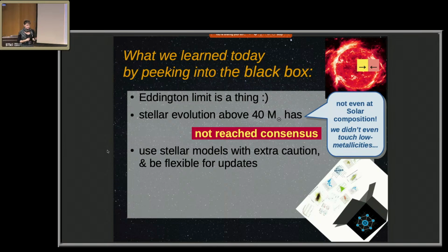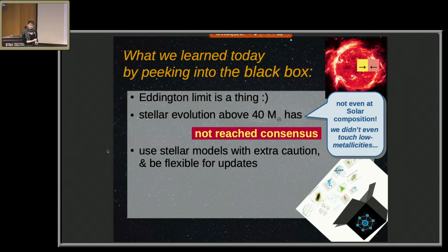My solution to this problem right now for you is to please use any stellar models with extra caution and be flexible for updates, because updates are coming up. My community is actively working on this problem. We are really pushing for solutions, and there are updates coming up in the near future, hopefully. But please be flexible. Just because you downloaded the stellar library 3 years ago and you're loving it, don't suppose that this is the final answer to all your questions, because it's probably not.